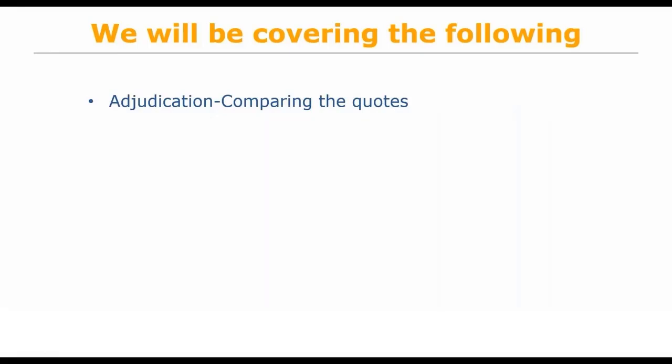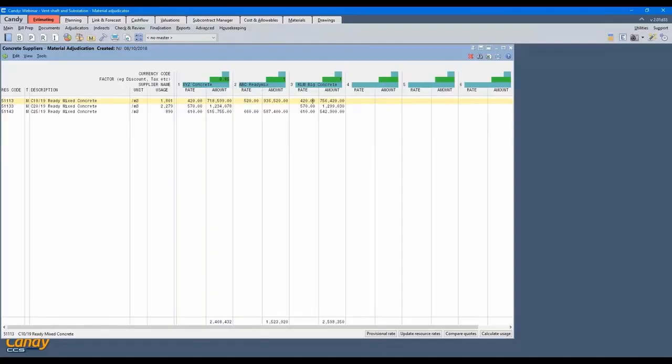Adjudication, comparing the quotes. A comparison can now be done by clicking on Compare Quotes at the bottom right of the adjudicator. All 3 quotes will be adjudicated as you have the selection to adjudicate up to 6. This is the option where you will do it.